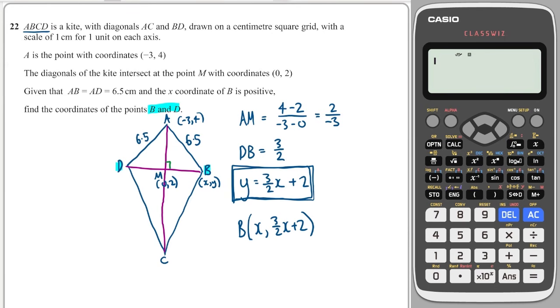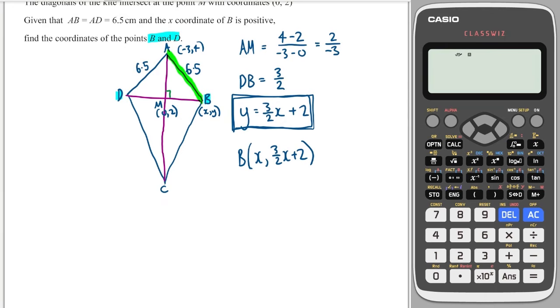And now we're going to use this line here. So how do I work out the distance between 2 points? We have to use the length of the line formula, and that is that we take the x coordinates and work out the difference between them, and we square it, and then we add on the difference between the y coordinates and we square that, and then we square root the whole thing, making use of Pythagoras' theorem.